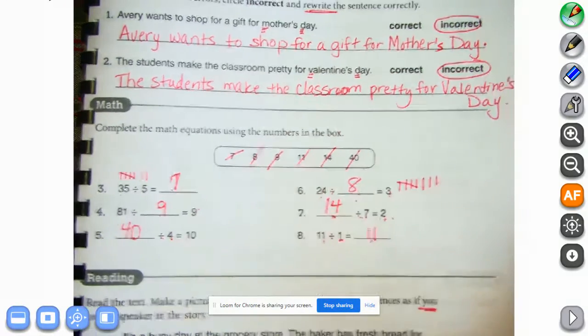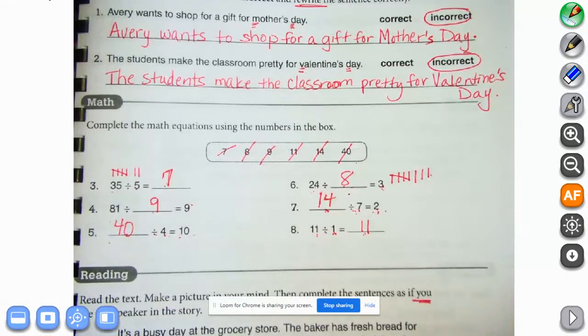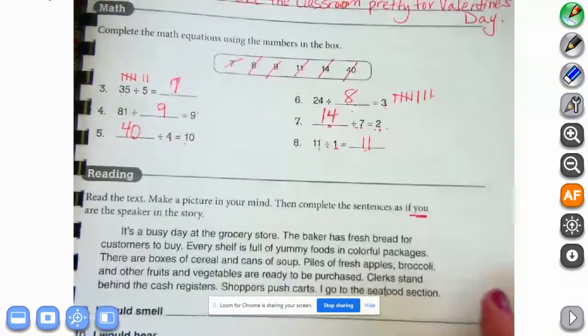All right, if you need to pause to get any of this fixed, go ahead and push pause so that you can stay with me. I've got a scratchy throat today.